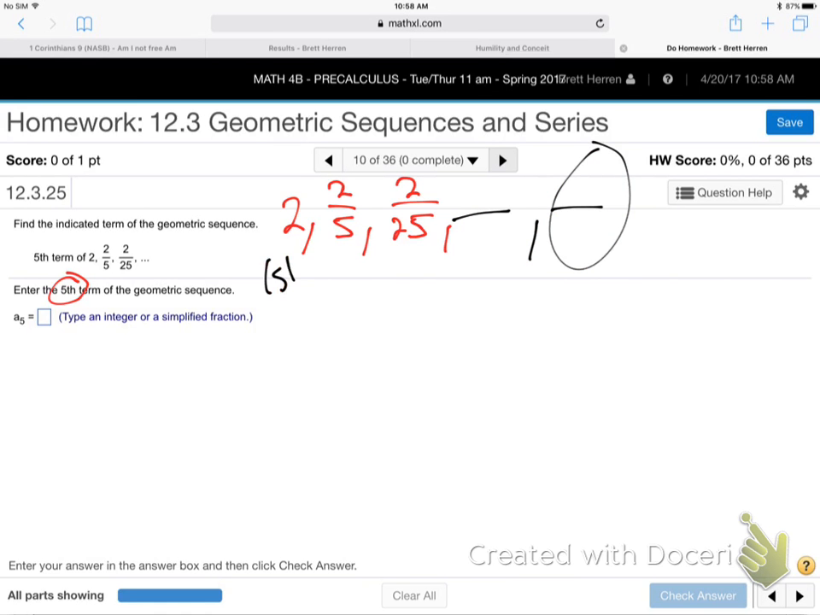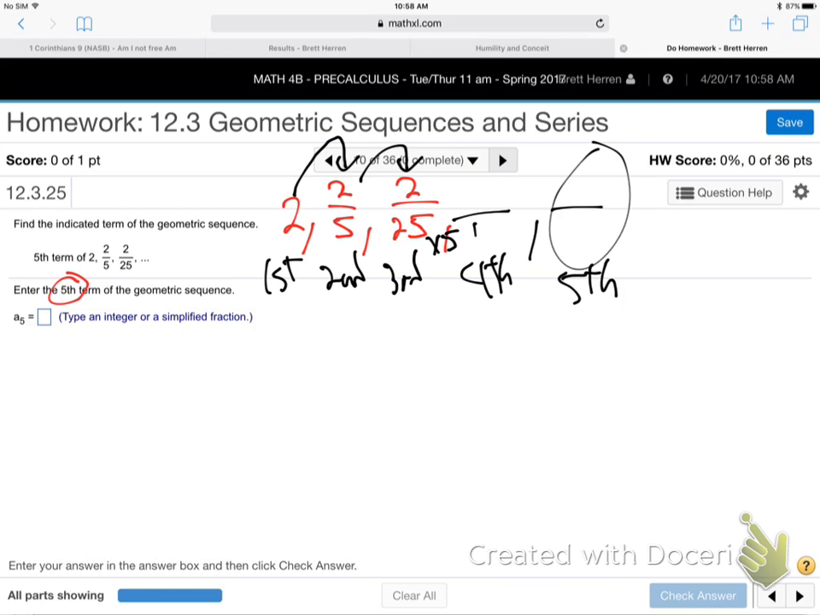Right, here's the first term, second term, the third term, the fourth term, and the fifth. They want the fifth. It's only 2 more jumps. What's happening every time? What happened to make it change? The bottom's just going times 5, huh? So just do it again.